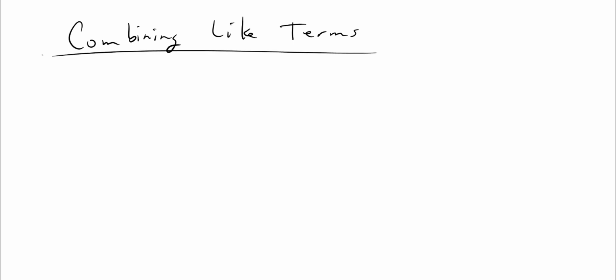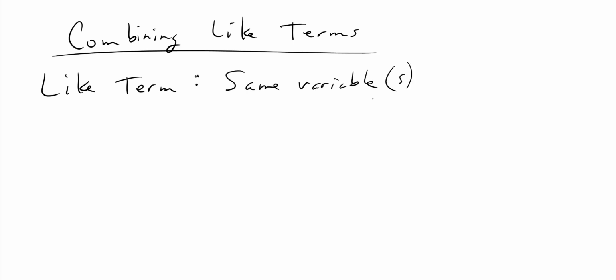All right, so combining like terms. So here's the deal. First of all, let's talk about what a like term is. A like term is the same variable or variables and the same exponents. Okay? Got to be the same variables and it's got to be the same exponents in order for it to be a like term. So this is what I mean.